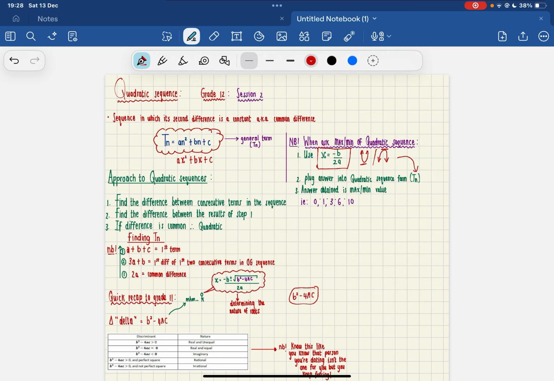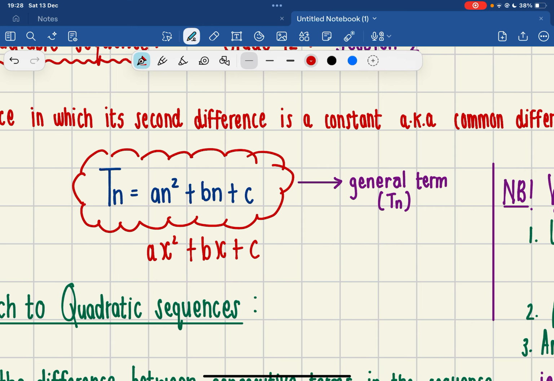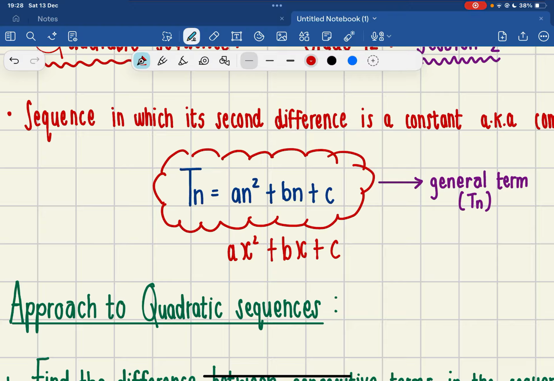And I want you to know that the general term for a quadratic sequence, boys and girls, is T of n is equal to an squared plus bn plus c. The question will usually say, provide the general term or provide T of n, and you would have to give the formula of that sequence in this format. Some people tend to panic, but remember that this formula is not new, because it is essentially the same thing as your quadratic formula, but we've changed the variables from x to n.